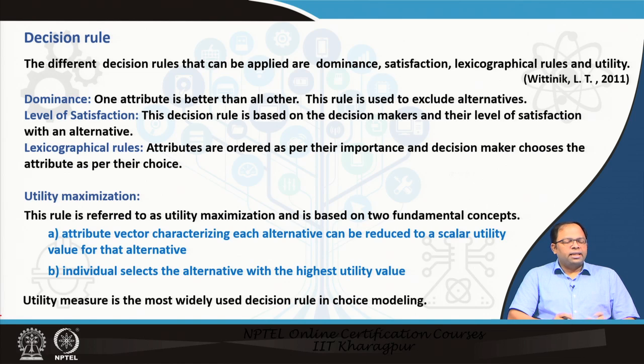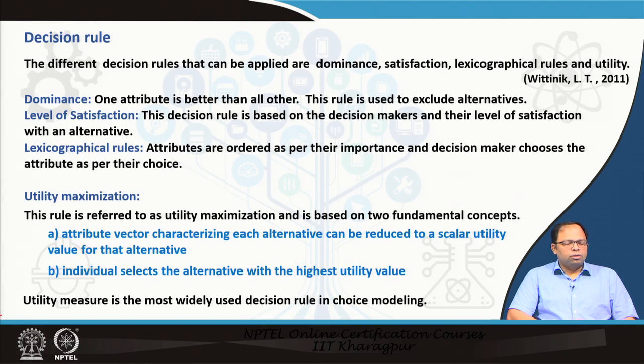and that could be chosen. And then level of satisfaction, that means this decision rule is based on the decision maker and their level of satisfaction with that particular alternative. So the decision maker may be satisfied with one of the alternatives, or can have different satisfaction with different alternatives. Based on that, he can choose the alternative he wishes. Then comes the lexicographical rules, where attributes are ordered as per their importance and the decision maker chooses the attribute as per their choice. That means ranks are given to the different alternatives, but then the decision maker decides on any one of those alternatives.